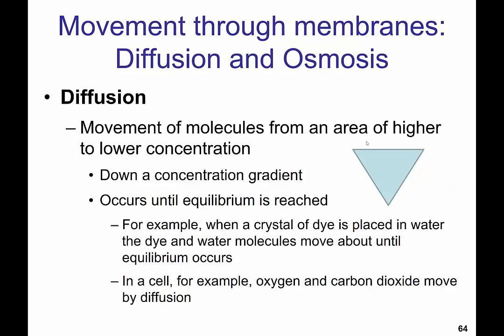So if we're imagining molecules, and a lot of them here, not so many of them here, they're moving from high to low. This is down a concentration gradient. Diffusion occurs until equilibrium is reached. For example, when a crystal of dye is placed in water, the dye and water molecules move about until equilibrium occurs. In a cell, for example, oxygen and carbon dioxide move by diffusion. Oxygen and carbon dioxide are small molecules that are able to easily pass through the plasma membrane.